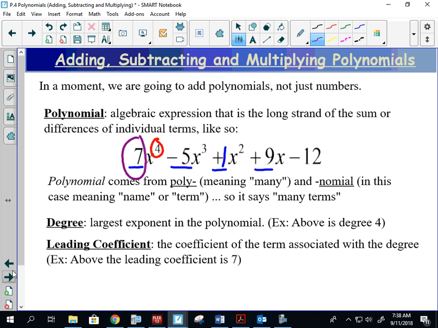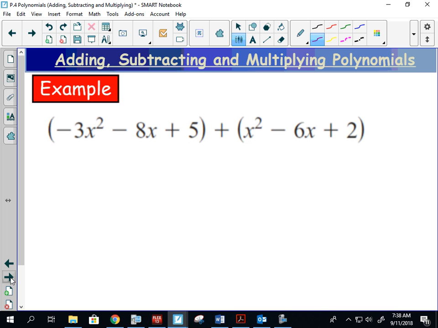We're going to start off by working with just adding and subtracting these guys. So when I'm adding and subtracting, it might be wise to line up and look at your like terms. So I look at the degree. The degree of both of these polynomials is degree 2. It's the highest power. So I'm going to make an x squared column. I'm going to make an x column, and I'm going to make a 1's column.